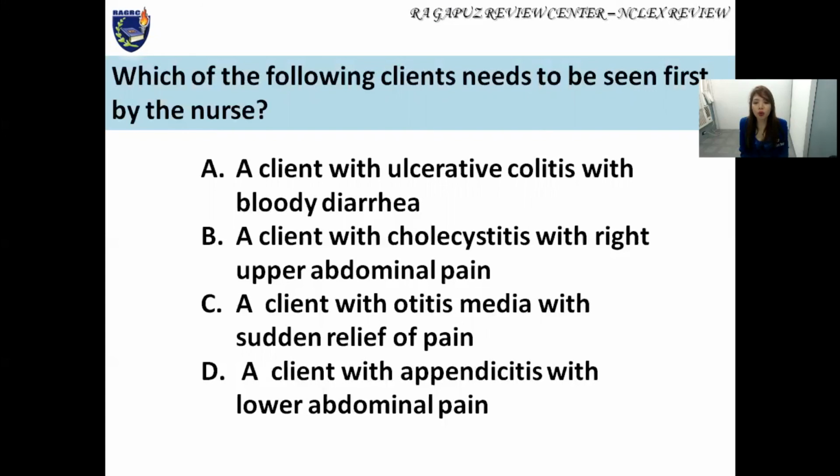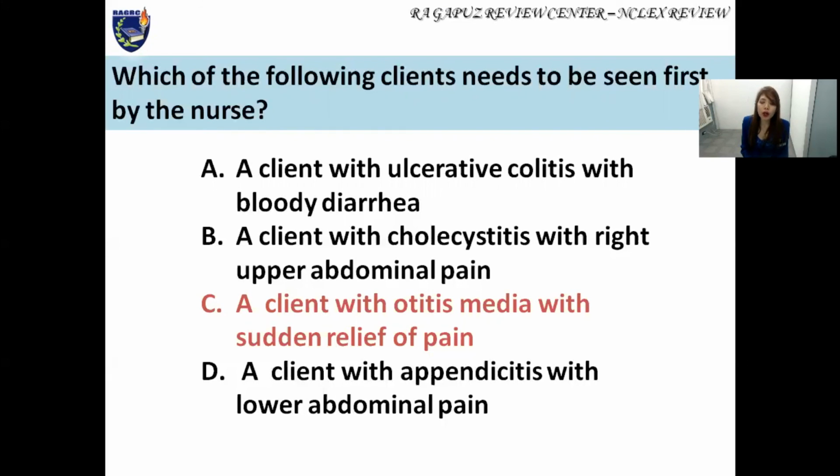Letter B, a client with cholecystitis with right upper abdominal pain. Whenever there is itis, there is an inflammation. So it is expected that the client is experiencing right upper abdominal pain. And that is the same for letter D, a client with appendicitis with lower abdominal pain. That is expected because the appendix is situated in the right lower quadrant. So that is something that is expected. So that is leading us to answer letter C, a client with otitis media with sudden relief of pain.